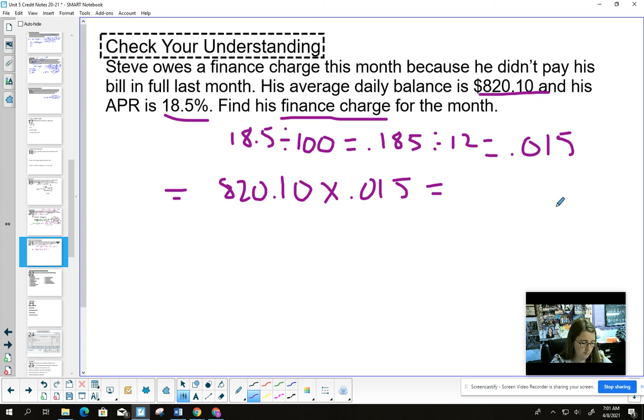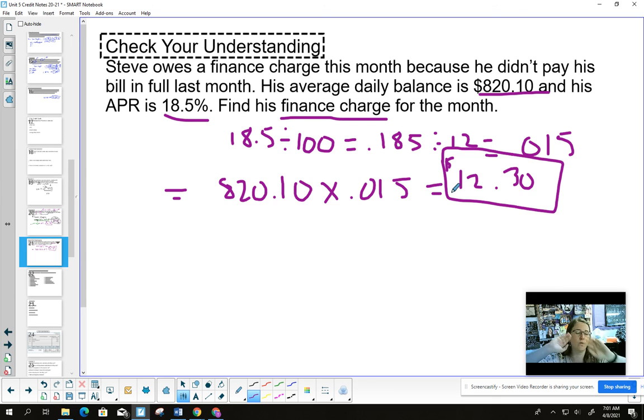So 820.10 times 0.015, we get $12.30. So that means that's how much interest you're charged in a month. Again, we're going to look next at a credit card statement, and you'll see where the interest is on that. You'll see all the information you have. They don't really hide anything from you. They tell you, hey, this is your interest rate. This is the interest you have to pay this month, so forth and so on, yeah?